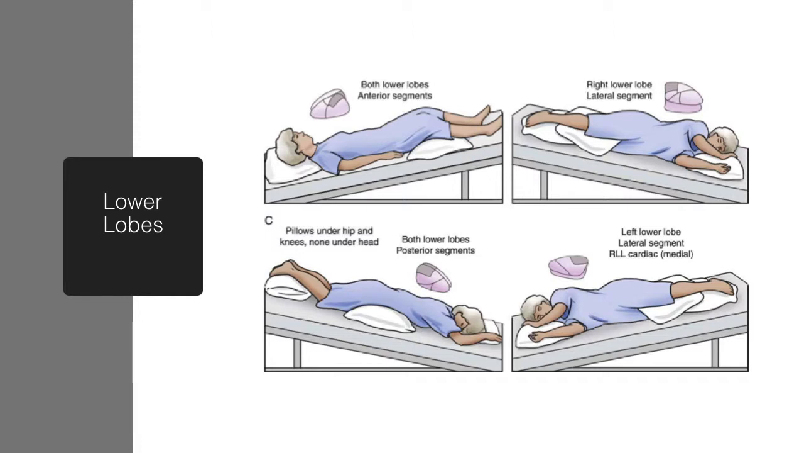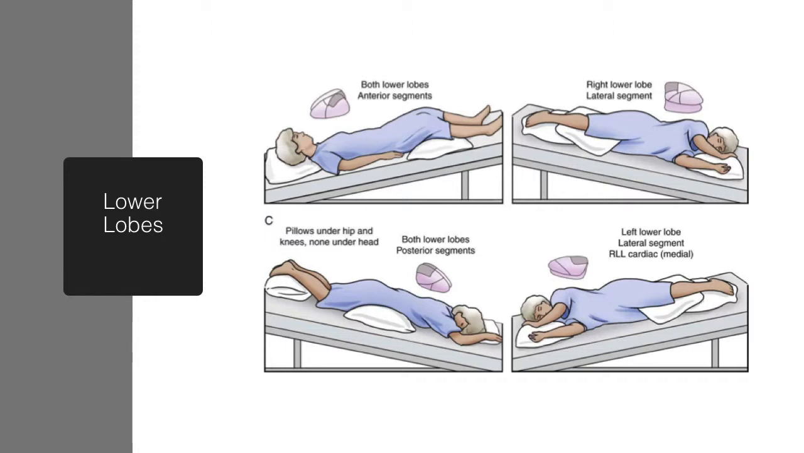For the right lower lobe lateral segment, they are again in Trendelenburg position because we're working with the lower lobes here, and they are going to be in side lying. Again, pillows between the legs for comfort and a pillow under the head. If you wanted to drain the posterior segments of both lower lobes, they would be prone with a pillow under their stomach, and they would be in Trendelenburg position.